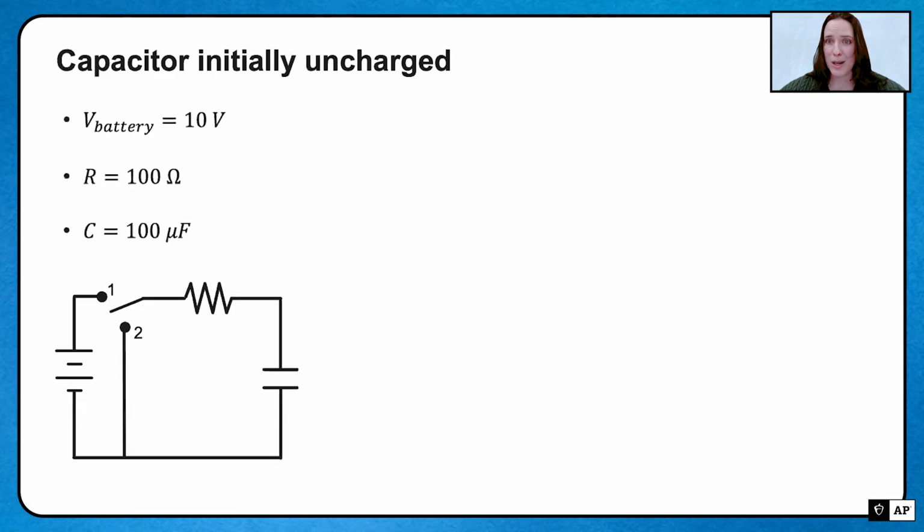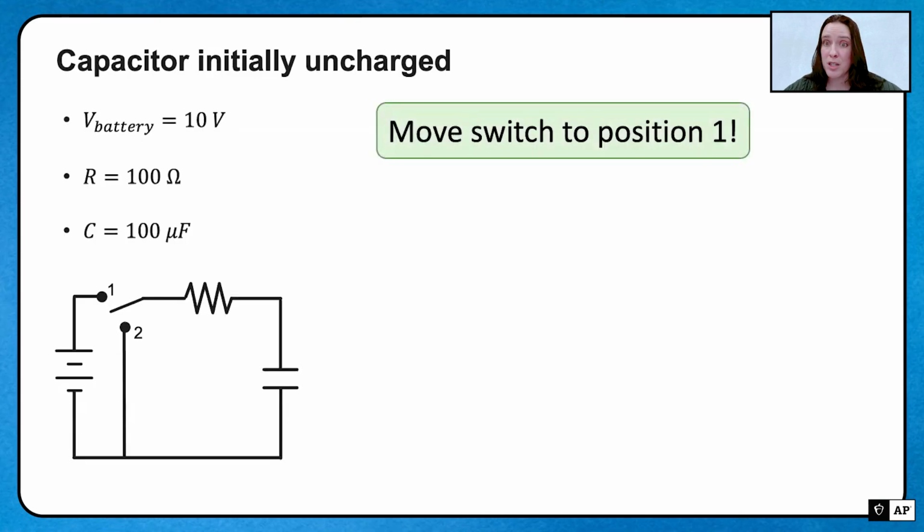So let's look at an example with actual numbers. So we have this lovely RC circuit over here. Let's move our switch to position number 1. And when we do that, now we are starting at an uncharged situation. And now we want to make our capacitor charge.